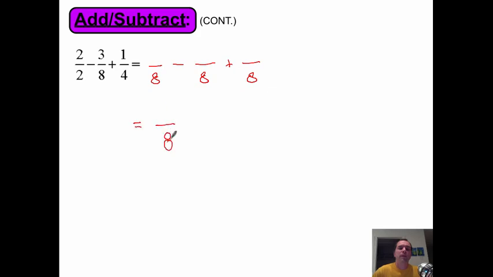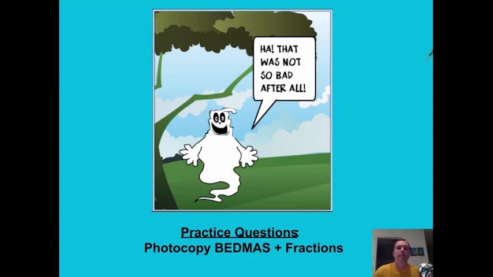My answer would be something over 8. So 2 goes to 8 by multiplying by 4. 2 times 4 is 8. 8 goes into 8 by 1, so that's just the same thing, so 3. 4 becomes 8 by multiplying by 2, so 1 times 2 is 2. So now I just look at the numerators. 8 minus 3 is 5, 5 plus 2 is 7. And that's my answer, 7/8. So that wasn't so bad, was it?